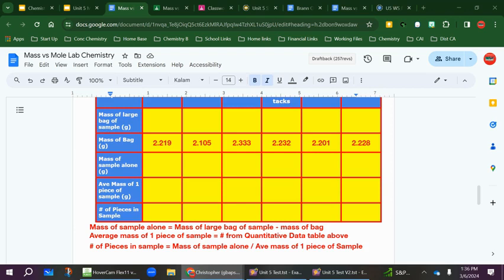So this sample, 170.470 minus the 2.219, because that sample was in the bag, so now we have to subtract the mass of the bag.